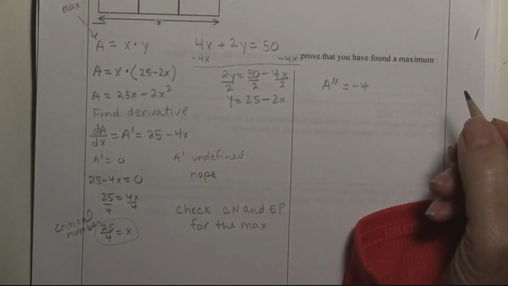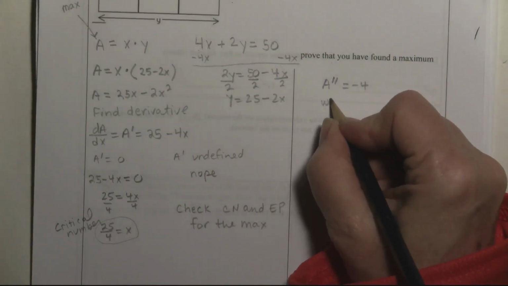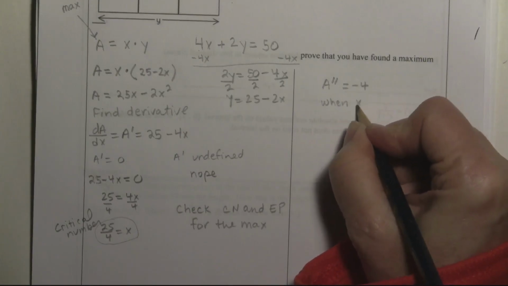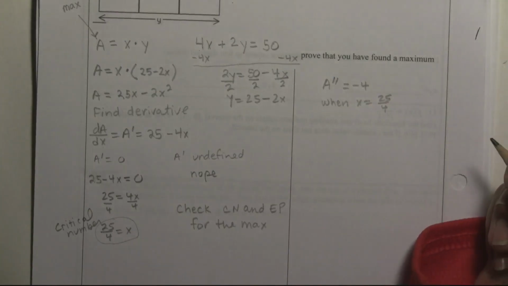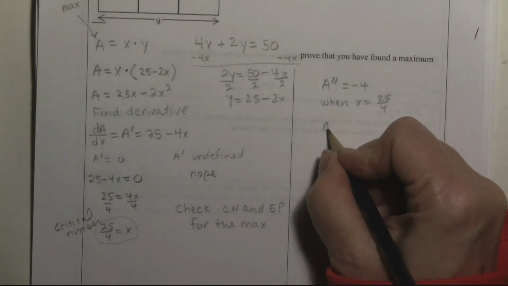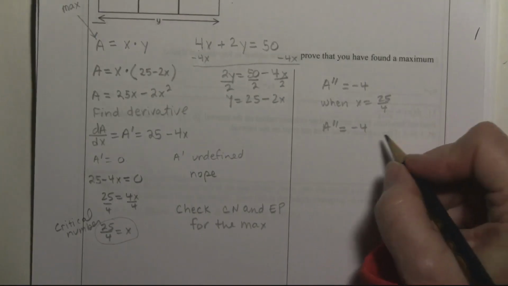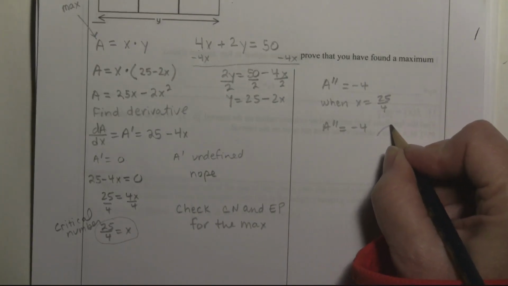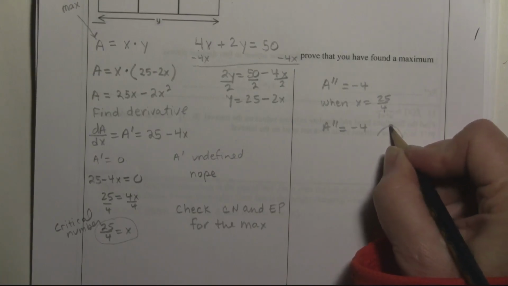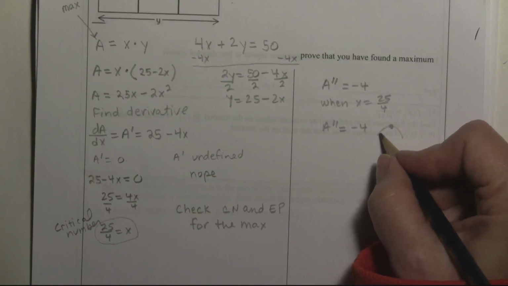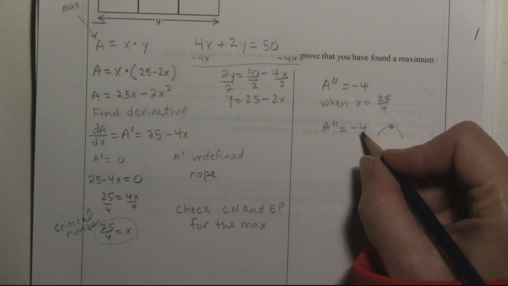And remember what I want to plug in. I'm saying when x equals 25 over 4, and I know there's no x in this one, so I don't get to even plug that in. And so when x is 25 over 4, my second derivative is negative, which means that it's always concave down. So this was a critical value, right? X was a critical value on something that's always concave down, because the second derivative is negative, that means it's concave down.